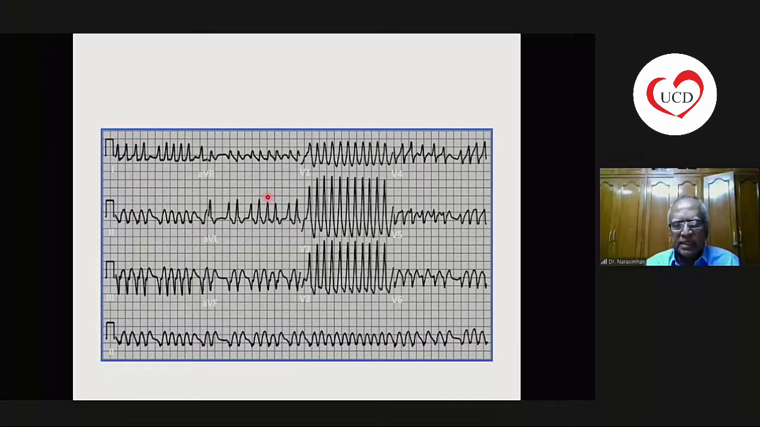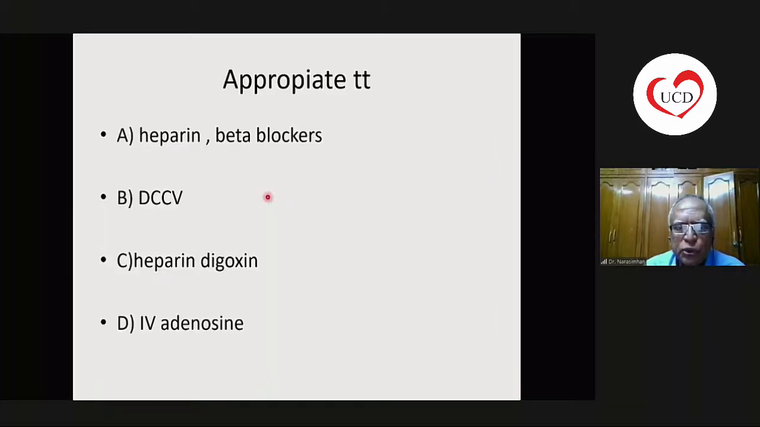This is again a classic pre-excited atrial fibrillation. Just to say that the current guidelines do not recommend amiodarone for these patients, and this patient was mistaken as atrial fibrillation. And one thing which shouldn't be given is IV adenosine or digoxin, which worsens the conduction through the accessory pathway.